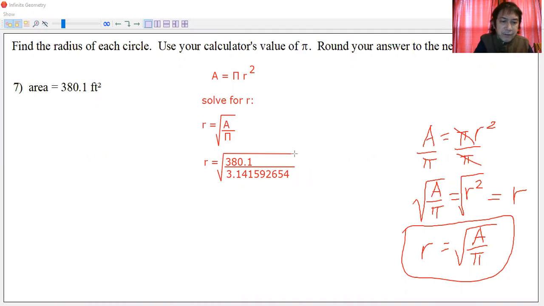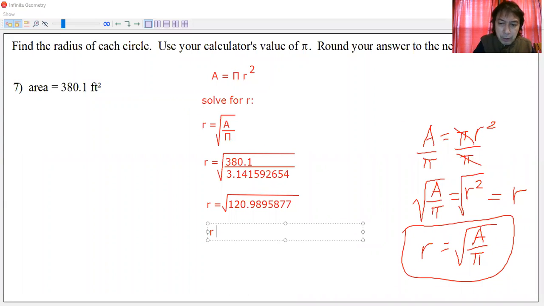All right, so let's divide first. It's 380.1 divided by pi. And that results to 120. We now have r is equal to a square root of 120. We will put the square root symbol later. 120.9895877. There. We now put the square root symbol because this will be the square root of 120.9895877 to get the final answer.